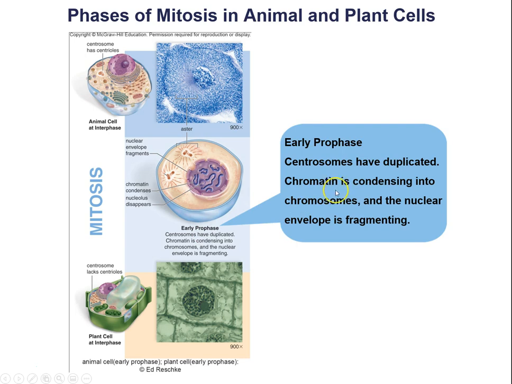But again, this is early prophase. Centrosomes are duplicated, okay? Chromatin is condensing. Nuclear envelope is fragmenting, okay? And you can see that here as well. You can see these asters. Remember we mentioned asters forming because it's basically these microtubules starting to come out here. You don't see that in plant cells, okay?